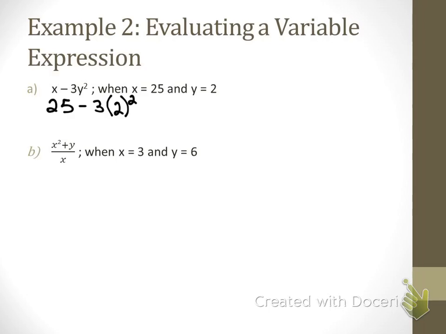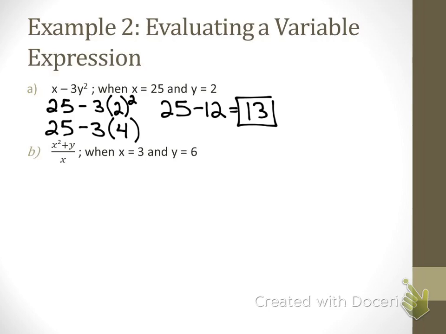All right, so 25 minus 3 times 2 squared. All right, so what do I do next? Multiply. Oh, whoa. I need to do the exponent first. 25 minus 3 times 4, 25 minus 12, and my answer is 13.